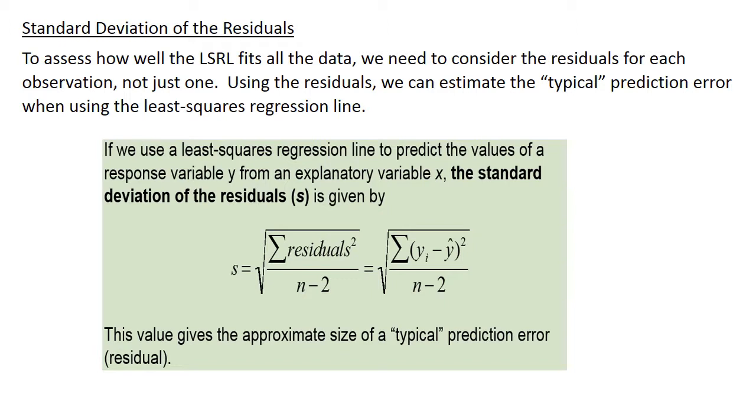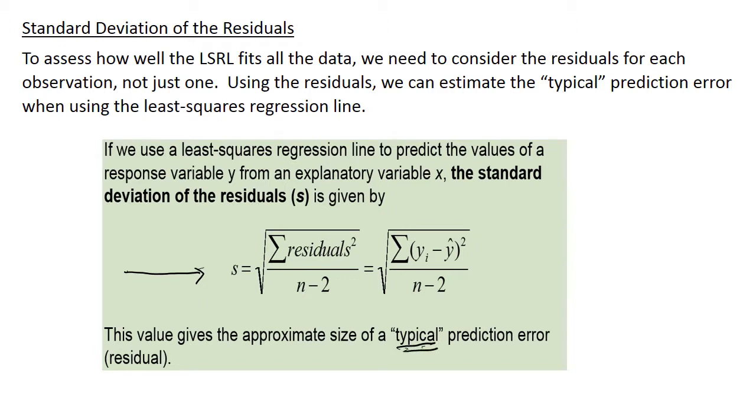As you can see here, this formula is very similar to what we've done in the past, where we're summing the squares of the residuals, and we're not dividing by n, we're dividing by n minus 2, and there is a reason for that. We'll talk about that more later on. And then taking the square root of that. So this value gives us the approximate size of a typical prediction error.